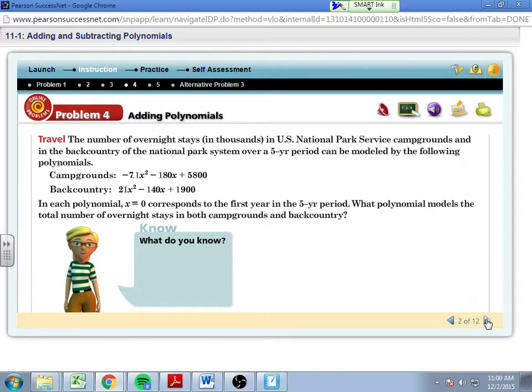Number of overnight stays in thousands. So guys, a lot of times when they present data, it'll be in hundreds or thousands or millions.